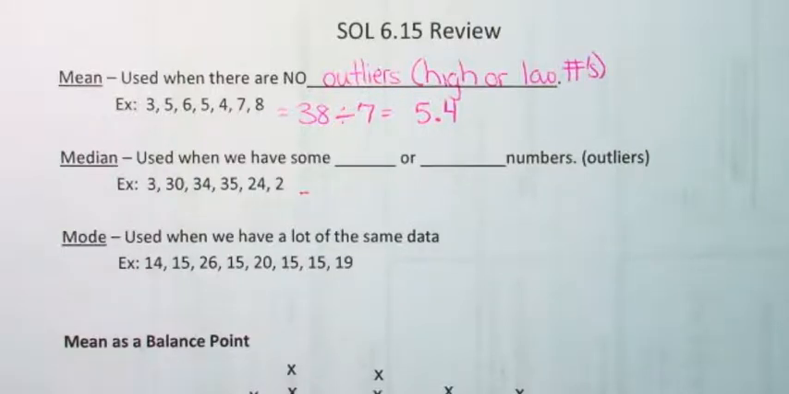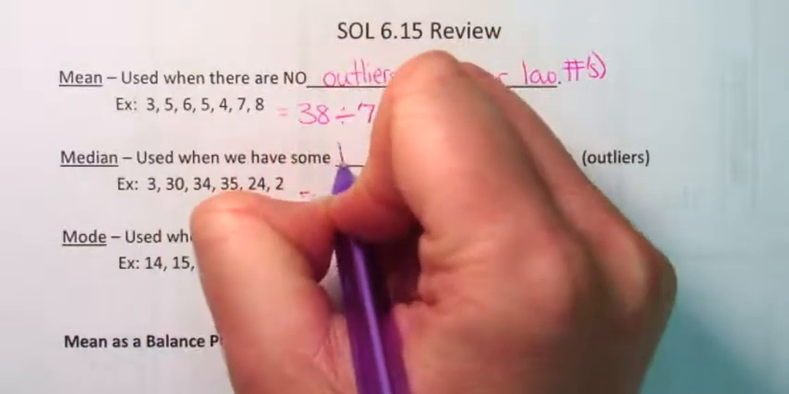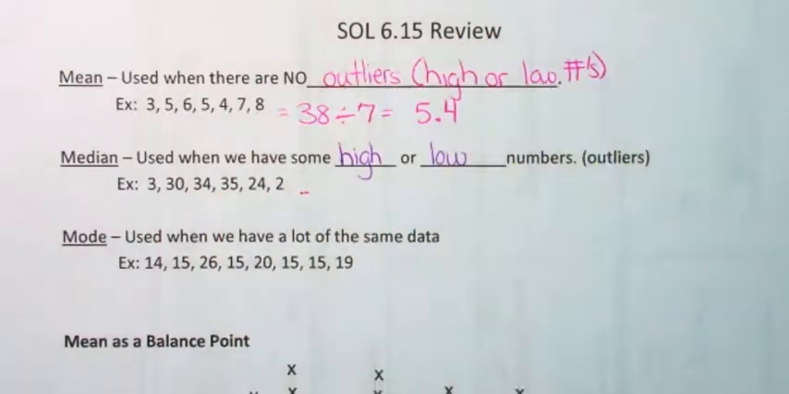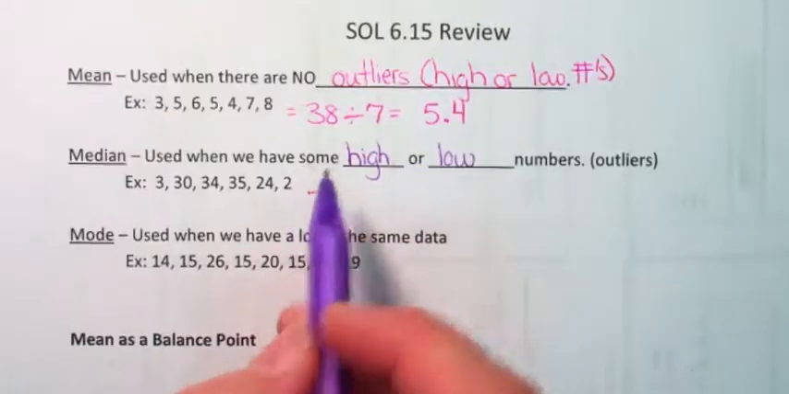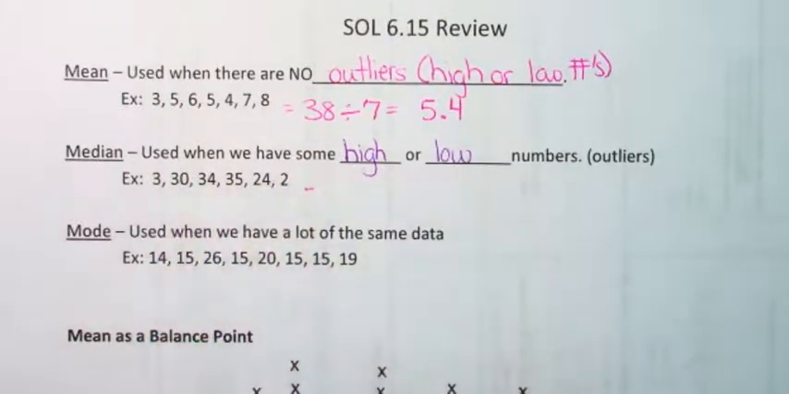So then we come to median. And median is used when we do have some high or low numbers, when we have some of those outliers. And the reason we want to use median in this case is because think about your grades. You do bad on one thing and it plummets your grade. It makes it go really low. Had we used median, it might have just dropped a few points, not overall. So median. And if you notice, it can have some high or low. In this case, we have two numbers that are much lower than the other ones.